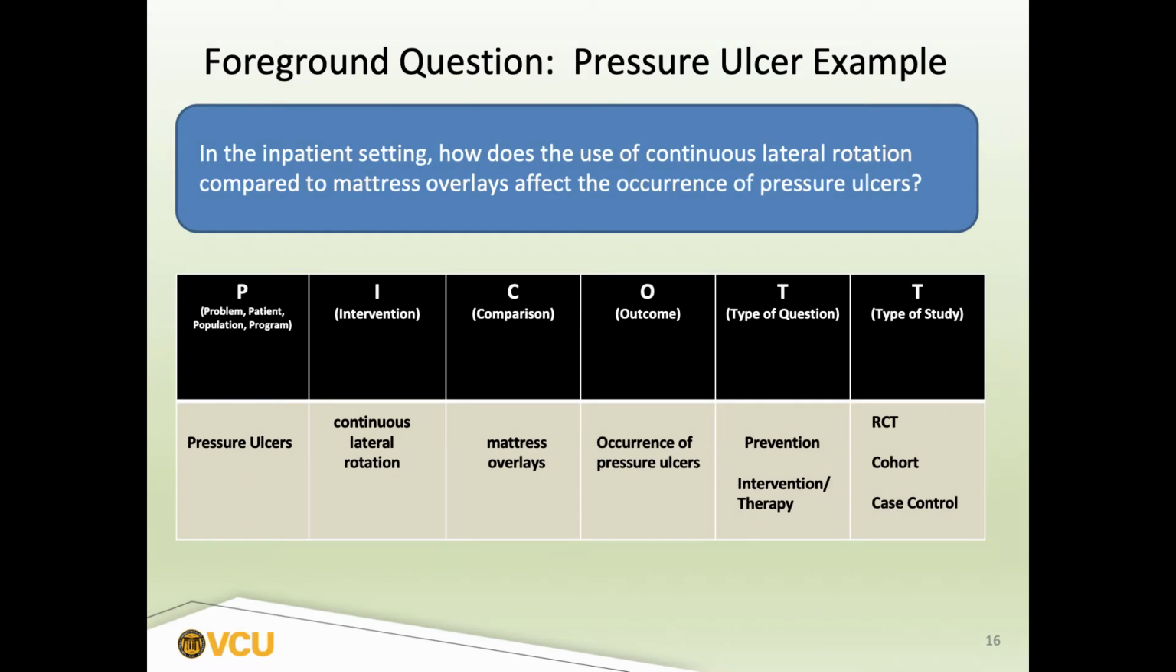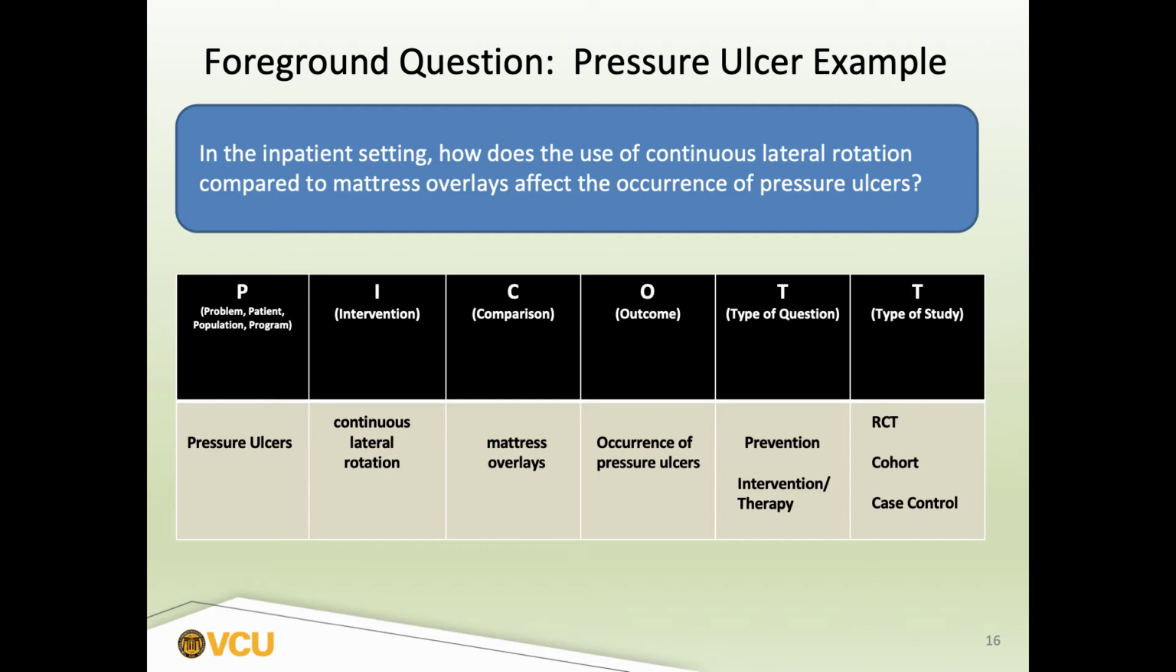Now, let's look at an example of taking a foreground question and plugging it into the PICO format. We'll use the pressure ulcer example from earlier when I was talking about the foreground questions and see how we can plug it into the PICO format. As you recall, the question was, in the inpatient setting, how does the use of continuous lateral rotation compared to mattress overlays affect the occurrence of pressure ulcers?